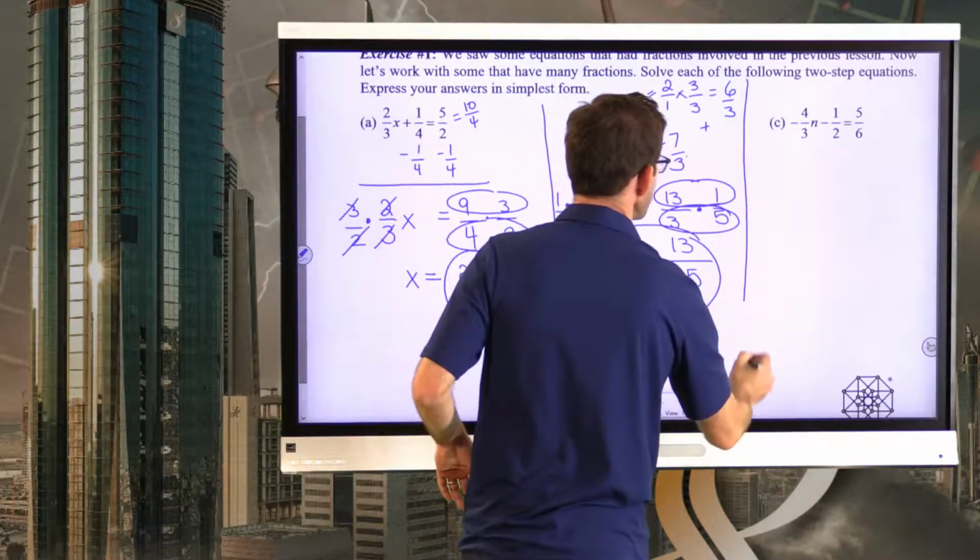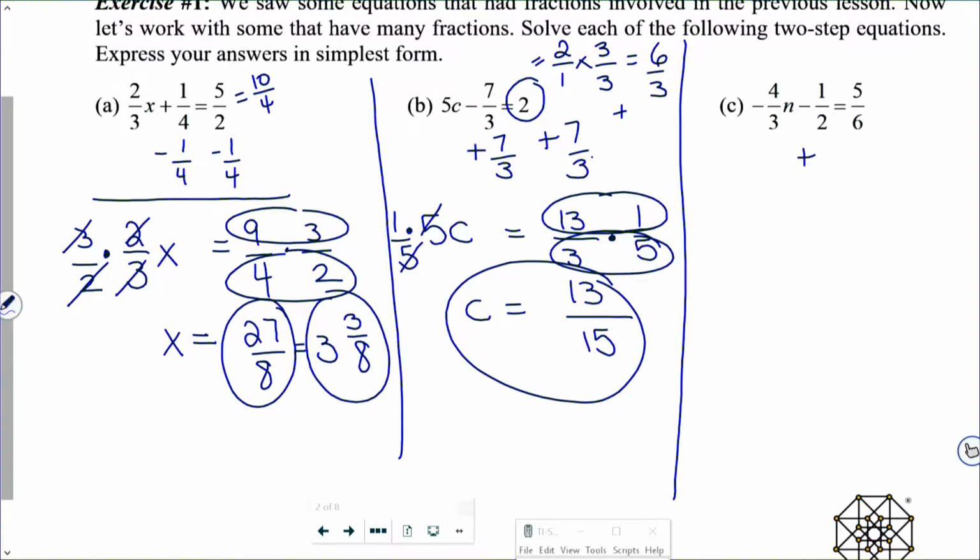Very similar to the last ones, what I want to start with is adding 1/2 to both sides. Again, I need to get a common denominator. Here I've got 5/6. Well, I can rewrite 1/2 as 3/6. So I'll have 5/6 plus 3/6, which will give me 8/6. And on this side, the left side, negative 4/3 times n.